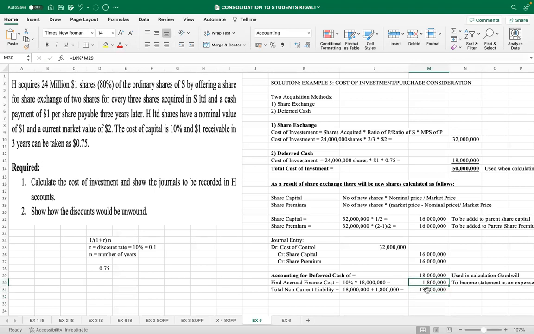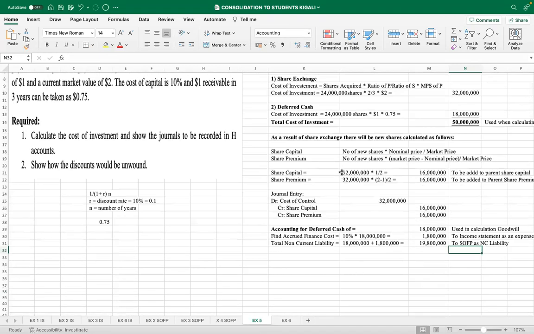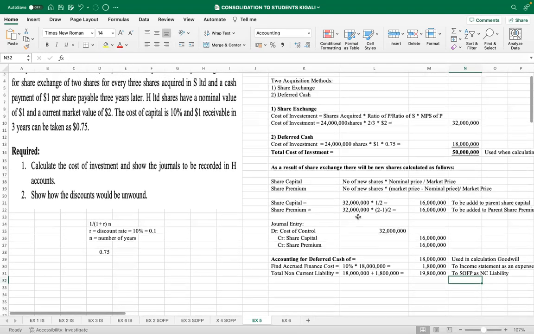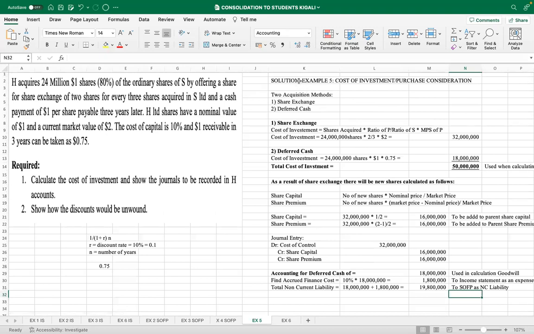This total is what goes to the statement of financial position as a non-current liability. So that's how we should be accounting for deferred cash. So we have so far looked at how we account for share exchange and how we account for deferred cash. Now, having an understanding of this accounting alone is not sufficient.